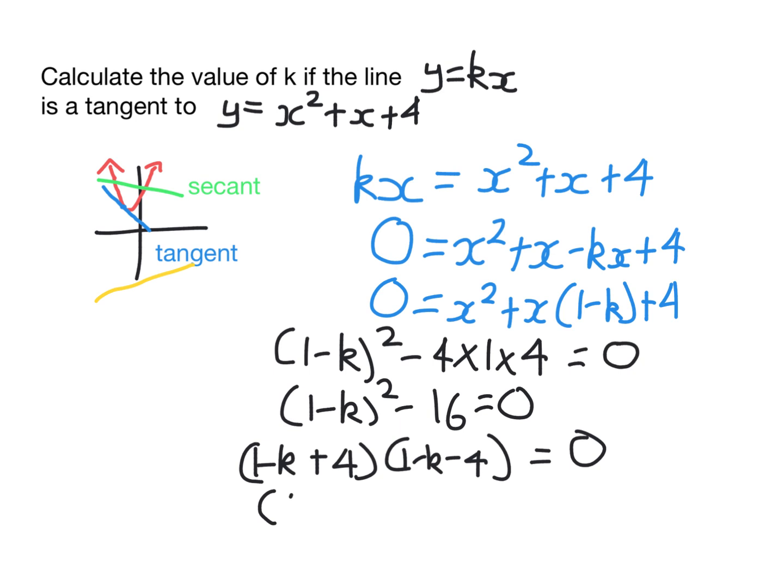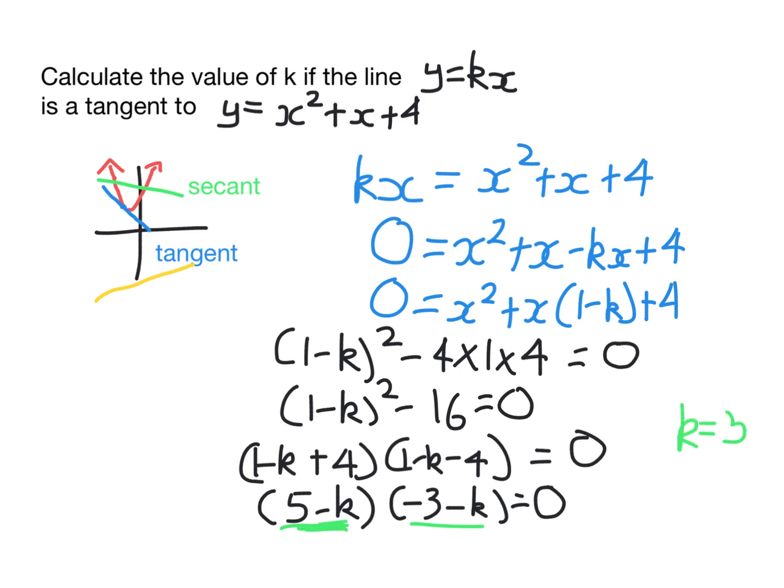So just simplifying each bracket, the first bracket is 5 minus k, and the second bracket is minus 3 minus k. So null factor law says if something times something equals 0, either the first something is equal to 0, that gives us k is equal to 5, or the second bracket is equal to 0, and that gives us k is negative 3. So if k is either of these two values, then the line will have only one point of intersection with this parabola. Y equals 5x only hits this parabola once. Y equals negative 3x only hits this parabola once.